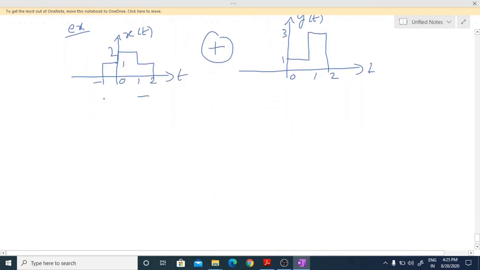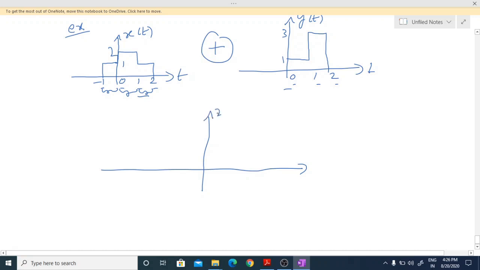Here, in the x of t signal, the t values are -1, 0, 1 and 2, and the corresponding amplitudes are 1 and 2. Similarly, in the y of t signal, the t positions are 0, 1 and 2, and the amplitudes are 1, 2, 3. So how to add these two signals? There are some regions. The first region is -1 to 0, the second region is 0 to 1, and the third region is 1 to 2. So here I'm going to draw the signal addition.